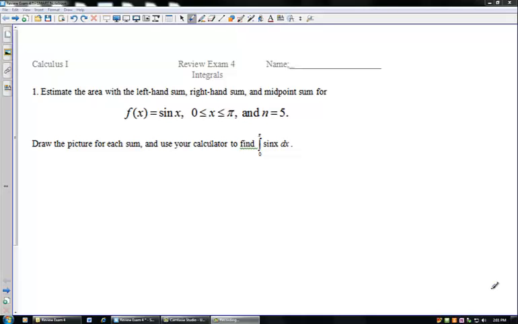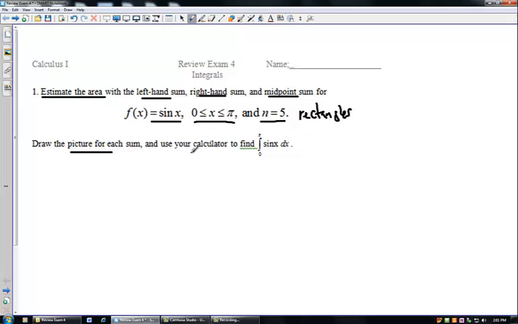This is the final review, exam 4, and we start with number 1 here, where we want to estimate the area with the left-hand sum, the right-hand sum, and the midpoint sum for this function f of x equals sine of x between 0 and pi, and we're going to have 5 rectangles. And we're going to draw the picture for each sum and then use our calculator to actually find it.